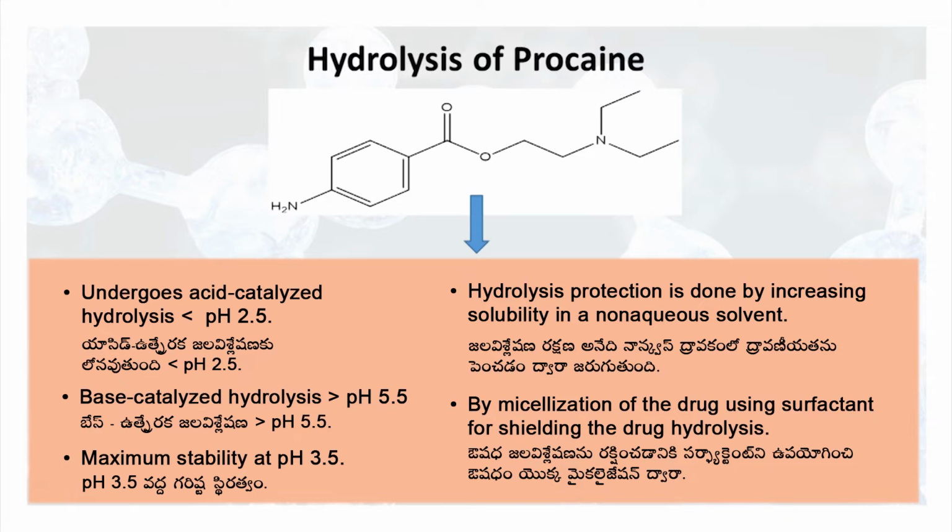Hydrolysis protection is done by increasing the solubility in a non-aqueous solvent, and the second mode is by micellization of the drug using a surfactant for shielding the drug from hydrolysis. Now, we put that procaine into a micelle of the surfactant, and that is why it is protected from hydrolysis. It is called a shielding effect.